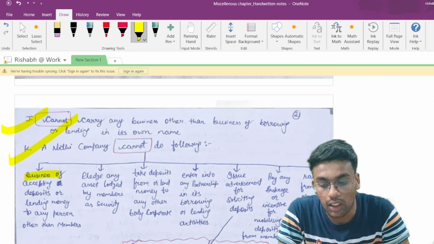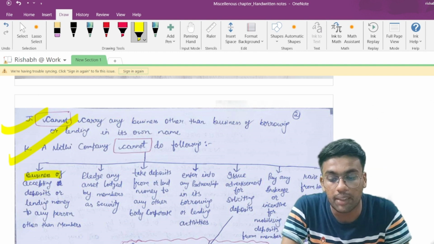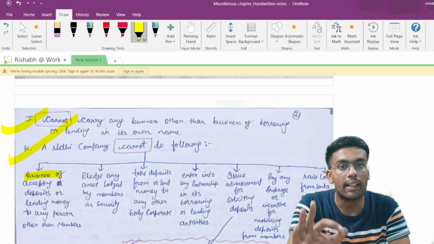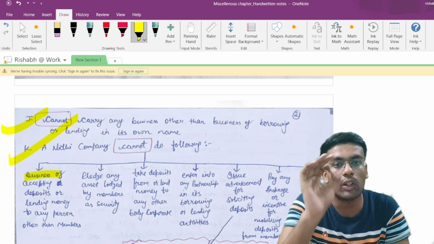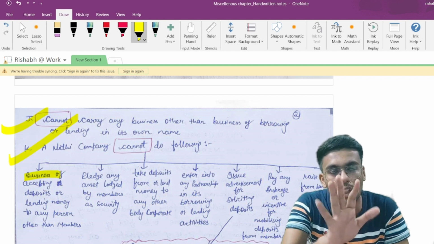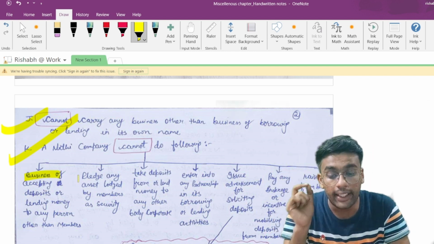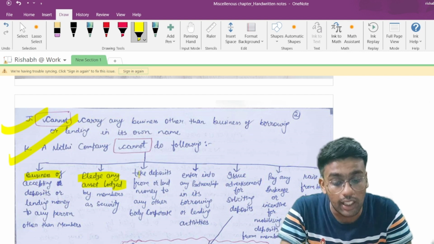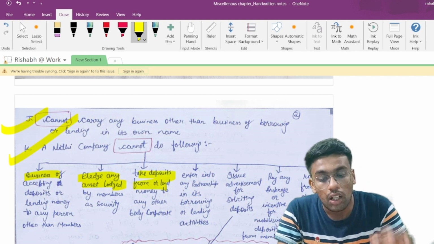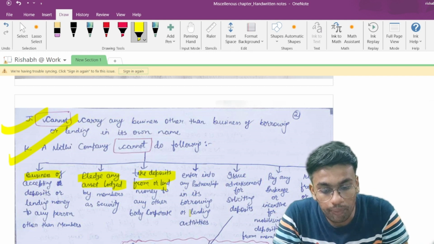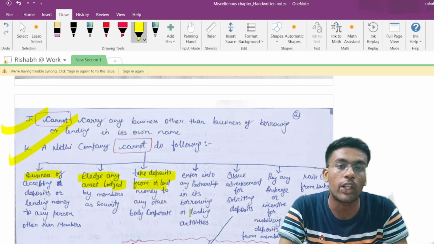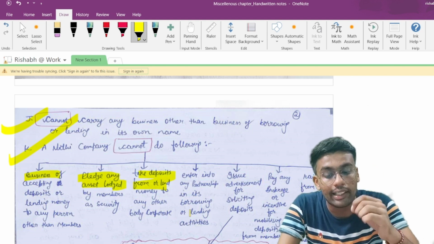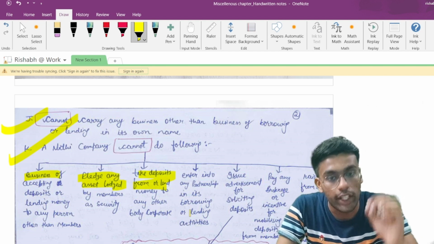A Nidhi company cannot do a business of accepting deposits or lending money to any person other than its members. That means a Nidhi company can borrow and lend money only to its members. Apart from that, it cannot borrow or lend money to any other person. It cannot pledge any assets that is lodged by the member as a security. It cannot take deposit from or lend money to any other body corporate. That means it cannot borrow or it cannot take deposit or it cannot lend money to any other body corporate.